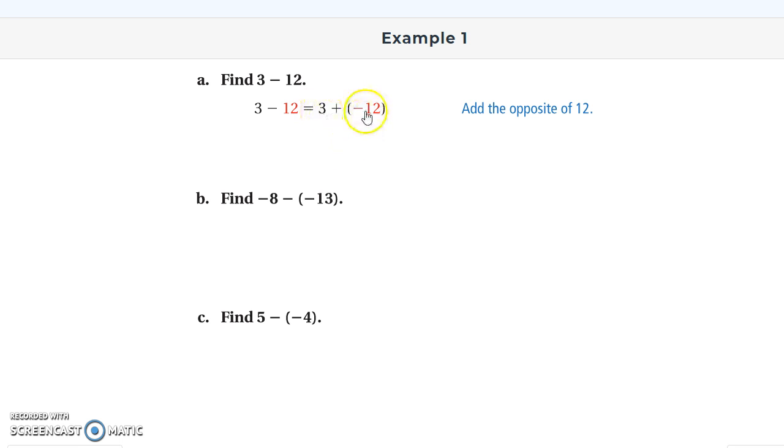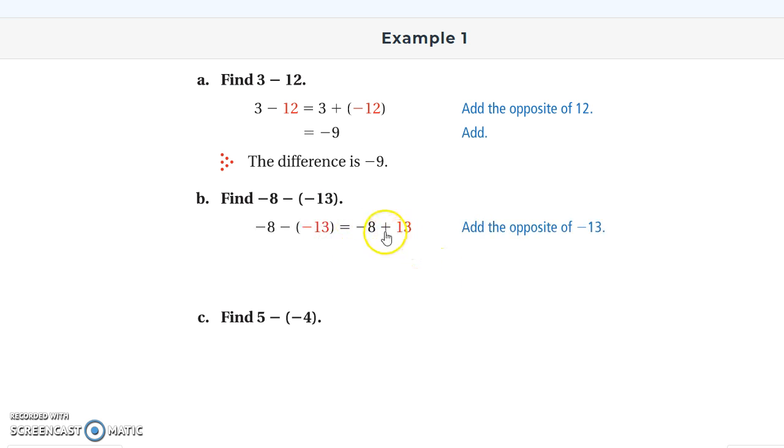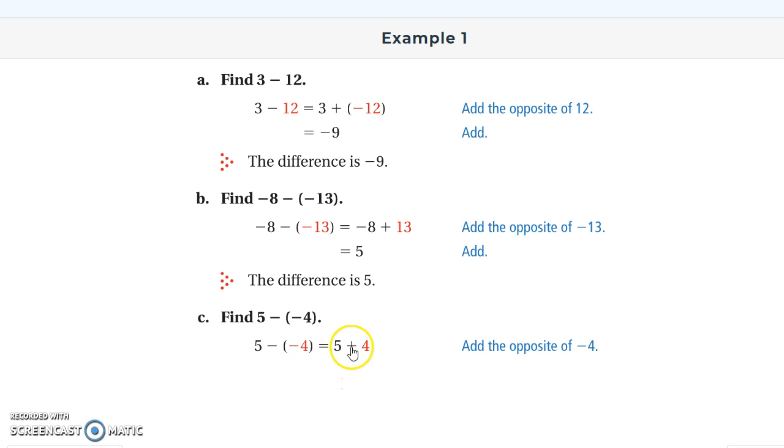We do the difference of these two integers, and then we take the sign of the larger number. So 12 minus 3 is 9, and the sign of the larger number is negative, so the answer will be negative 9. Let's look at this one. Negative 8 minus a negative 13. Again, we add its opposite. The opposite of a negative 13 is a positive 13. Here we go. And then we find the difference and the sign of the larger number. The answer is 5. Again, 5 minus a negative 4, we add the opposite, which is 5 plus 4. We get 9. Pretty cool, right?